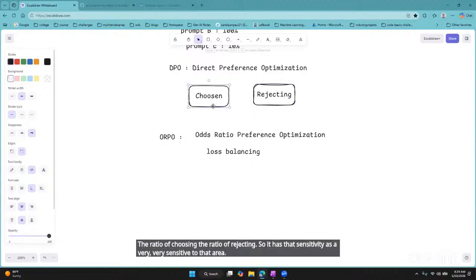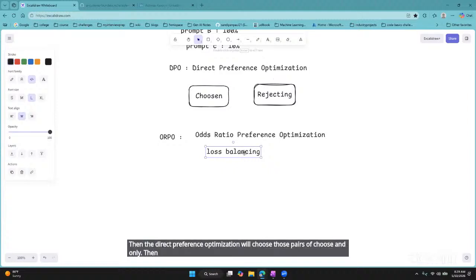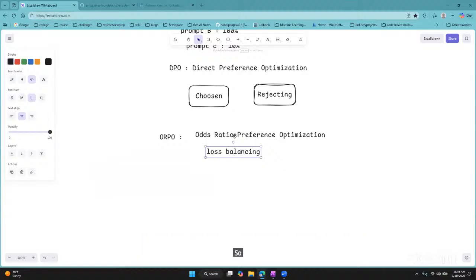If it is providing the highest weightage to chosen pairs, then the direct preference optimization will choose those chosen pairs only. Then whatever the information coming from ORPO, if it is totally wrong, the user will never like the response. So it is very sensitive and very weak at balancing the loss.